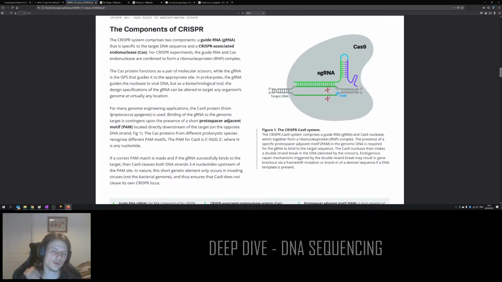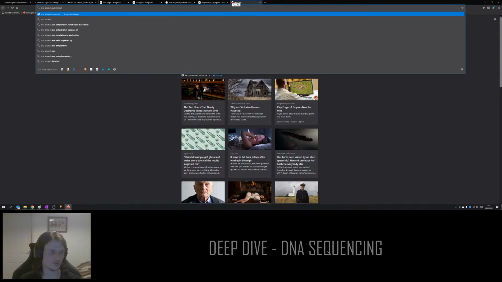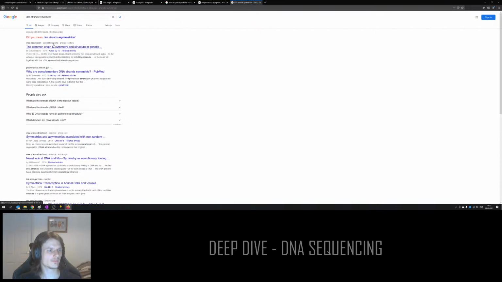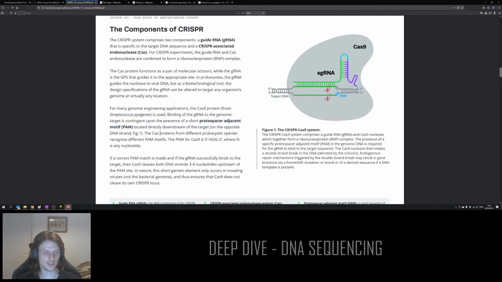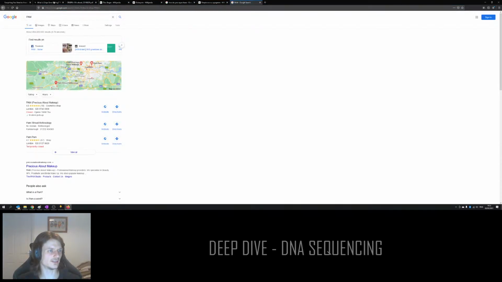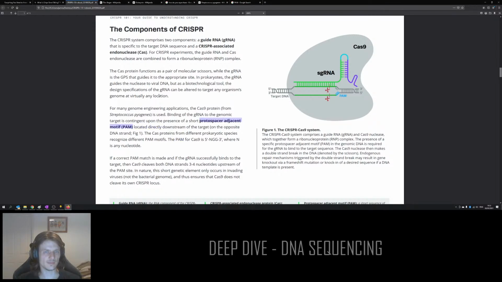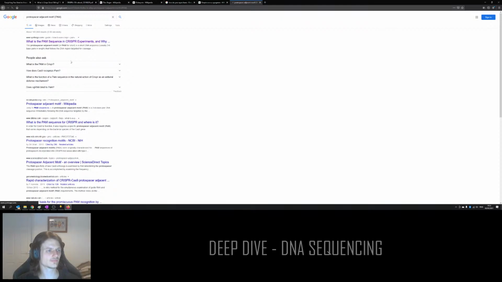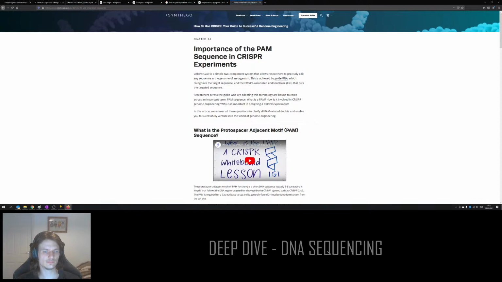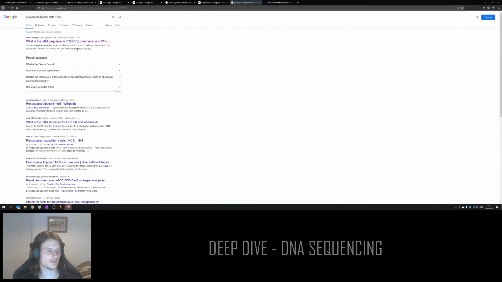I don't quite know, but I think the DNA strands are like duplicates. They're symmetrical. This is interesting. DNA strands symmetrical. Not so sure, but good to think about. The Cas proteins from different prokaryotic species recognize different PAM motifs. The PAM for Cas9 is 5. Okay, let's get into this. This is the stuff we want. This is the stuff I guess you learn at uni. Well, that's not what I wanted, but we'll go back to it later.